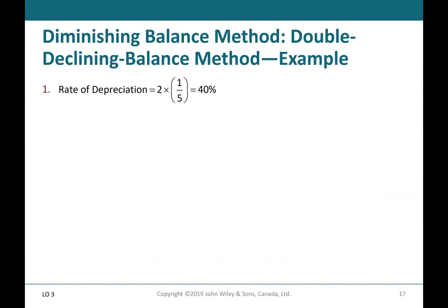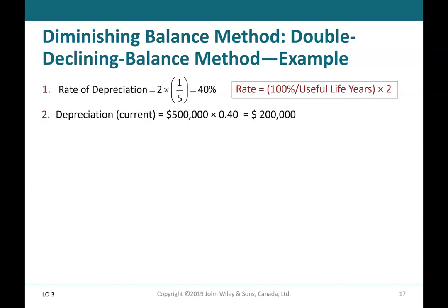Diminishing balance method, double declining balance method example. Rate of depreciation equals 2 times 1 divided by 5, which equals 40%. The rate equals 100% divided by useful life in years times 2.